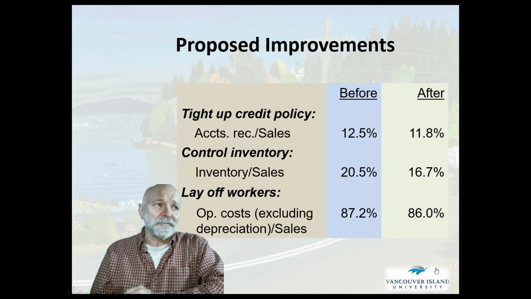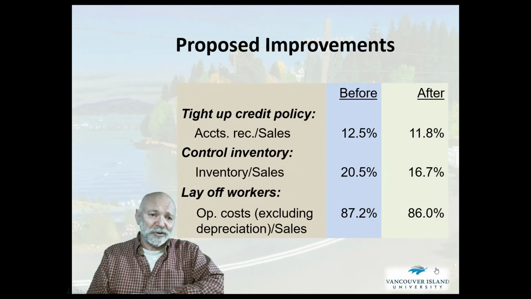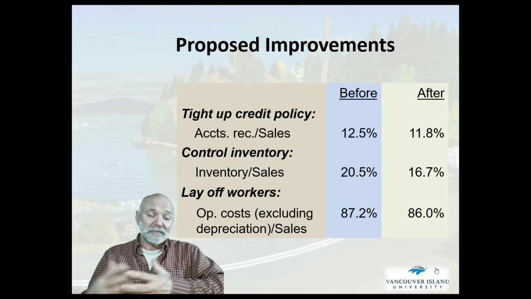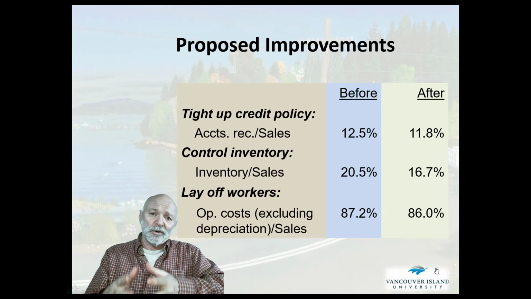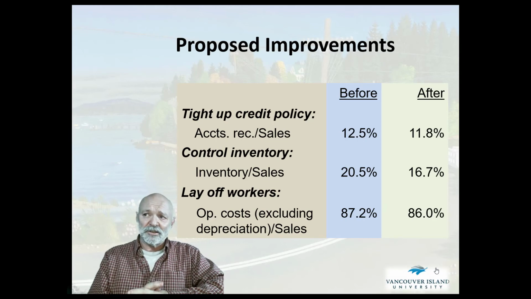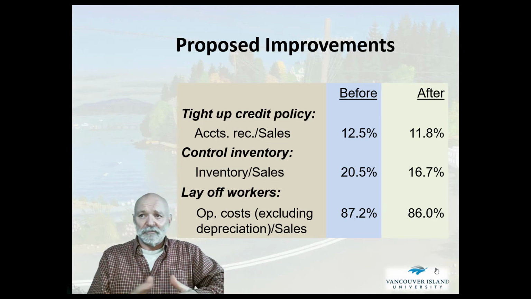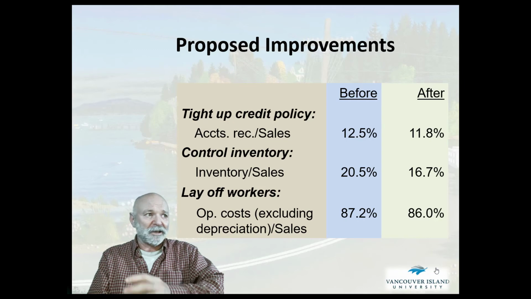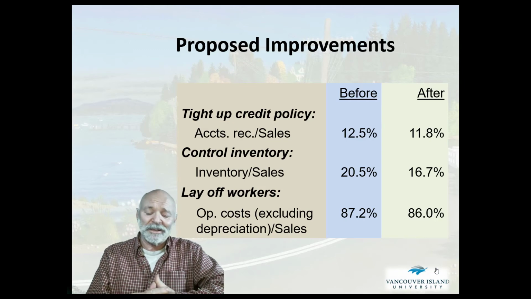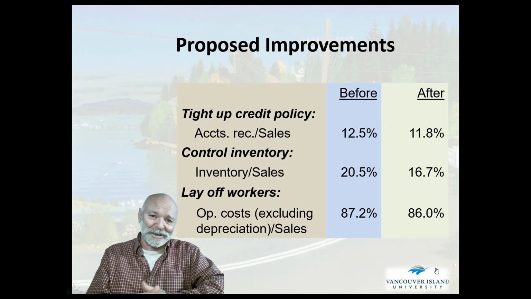How can we do better? Well, some of the standard things that managers would look at. Can we improve our working capital management? Tighten up our credit policy. We're about 10 days longer than the rest of the industry. So if we can do that, before we were at 12.5% days sales outstanding, accounts receivable divided by sales. Let's try and cut that to 11.8.